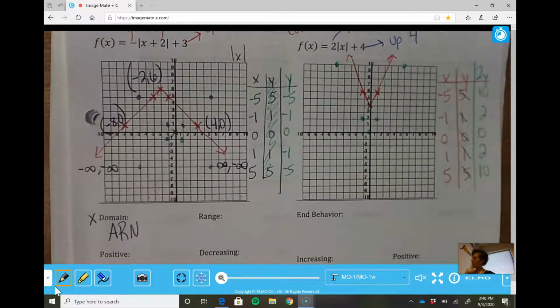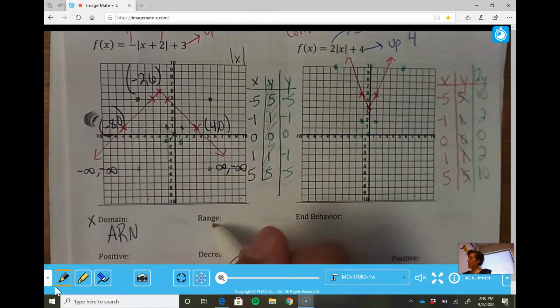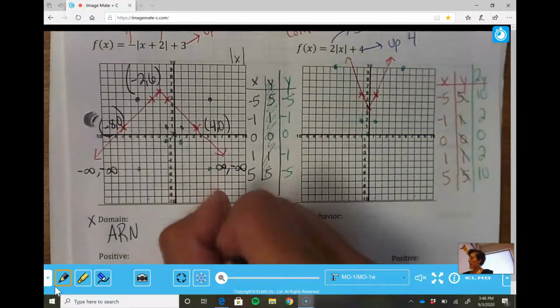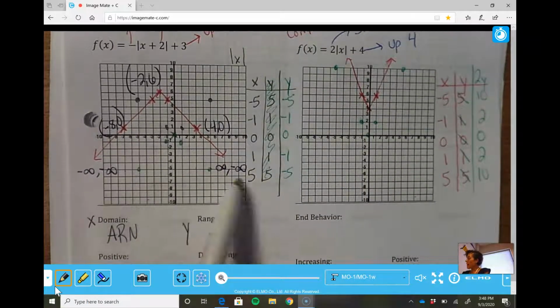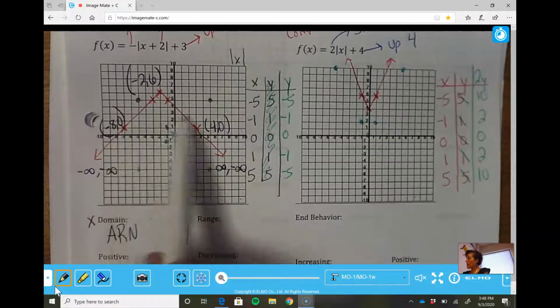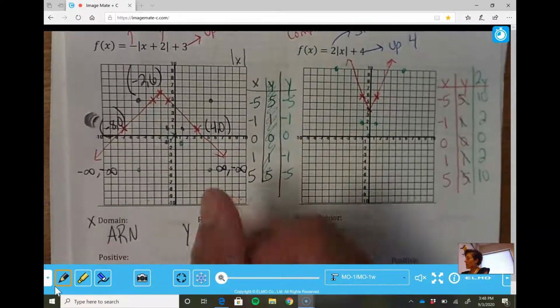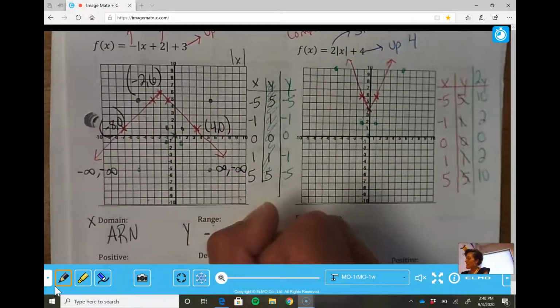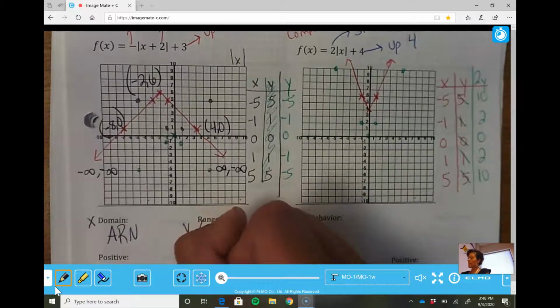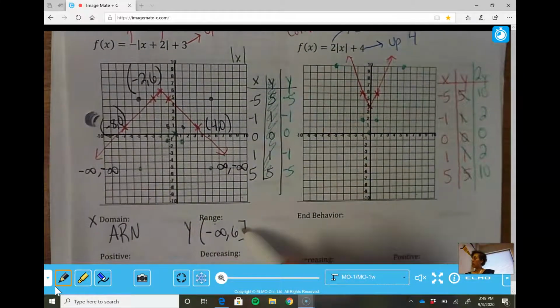Hint, hint, that might be another question I ask. The range is the smallest y to the biggest y. So my smallest y is negative infinity, and if I work my way up, because y goes up, it's 6. And 6 is part of it. 6 is a point, so you want to include it and put a bracket.